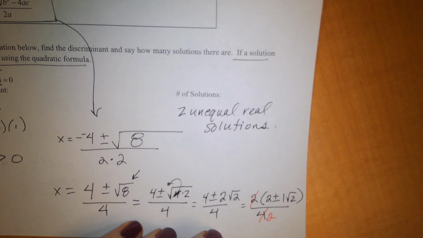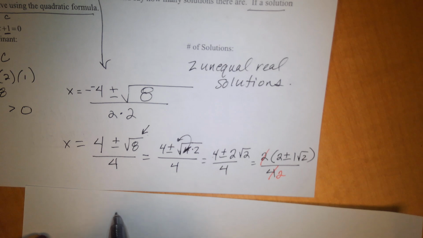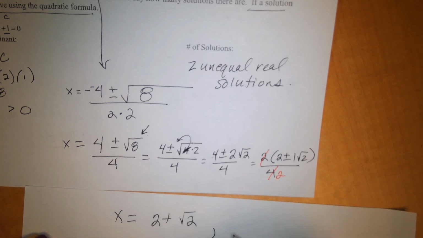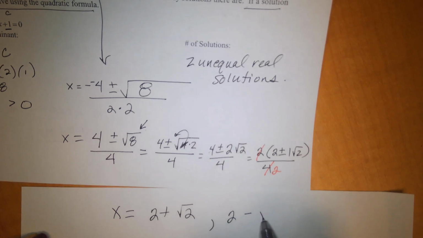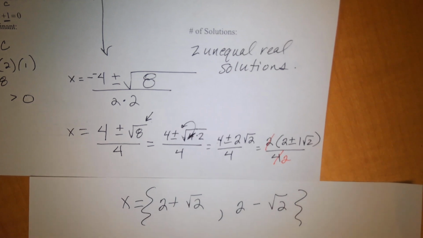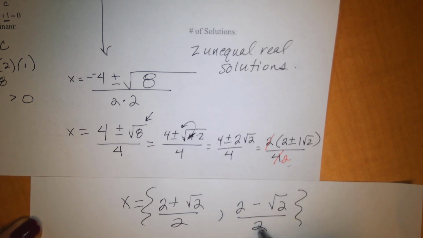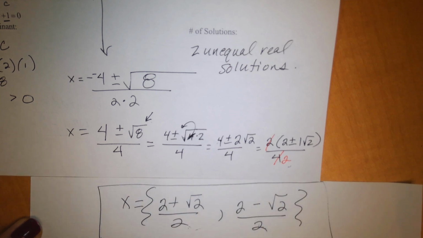The 2 answers that I will have here are going to be x equals 2 plus square root of 2 and 2 minus square root of 2. So those are going to be my 2 answers. So in your homework, you'll have to type both of them in with a comma in between. Oh, excuse me, over 2. Don't forget about that 2. I almost forgot about that 2 down here. So these are your answers.